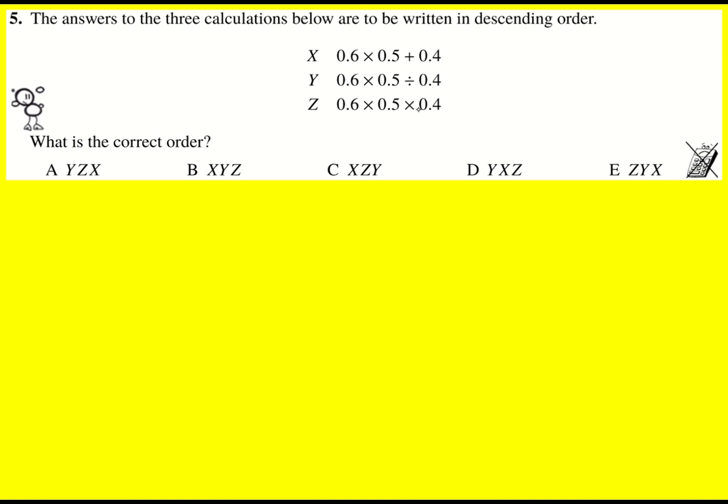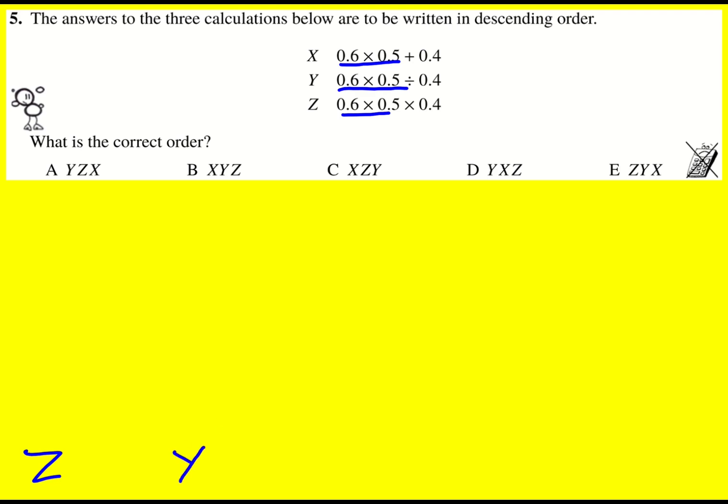First thing to look at in this question, I think, is that when we times a number, we've got the same starting number here throughout. When we times by a decimal, it's going to get smaller. So Z is going to be smaller than whatever 0.6 times 0.5 was, whereas Y is going to be bigger, because when you divide by a decimal, the number gets bigger. So I know that Z is going to be smaller than Y.